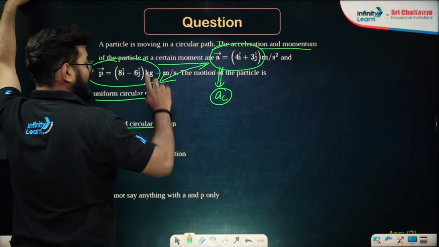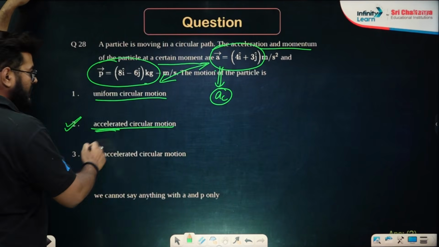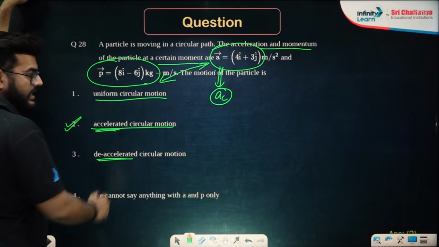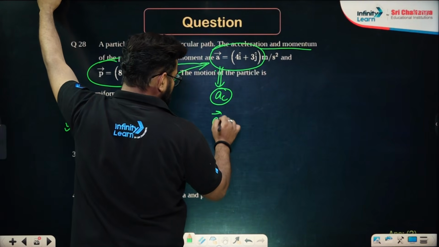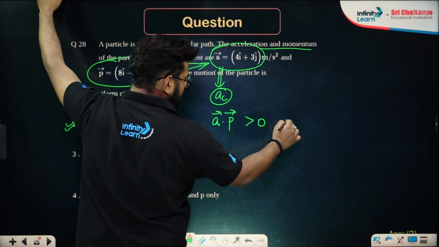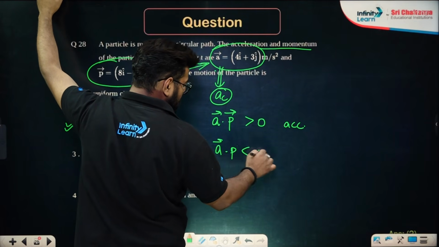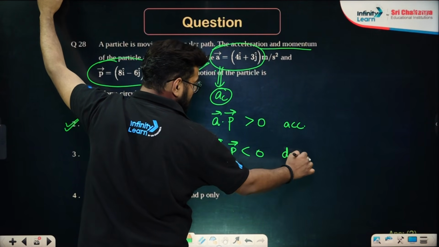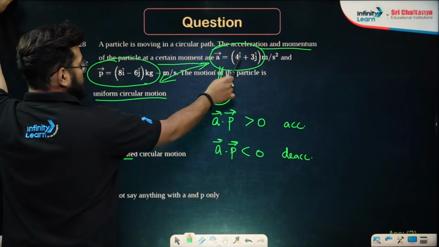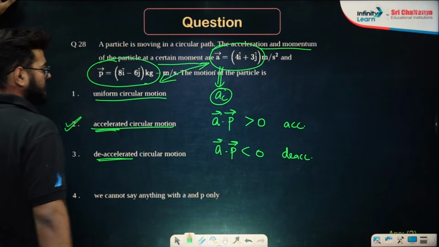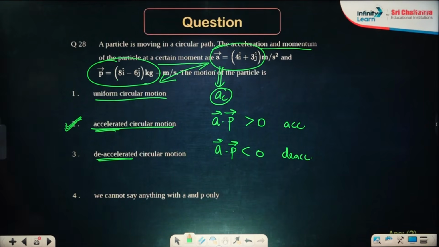You do it, and yes, one more thing. If the dot product turns out to be positive, it is accelerated. If it turns out to be negative, it is decelerated. Am I making sense? If a dot p is greater than 0, then it is accelerated circular motion. If a dot p is less than 0, it is decelerated, that means the acceleration is opposite to the velocity. So if you do the dot product, 8 4s are 32 minus 18. 32 minus 18 is obviously positive. That means it's an accelerated circular motion.